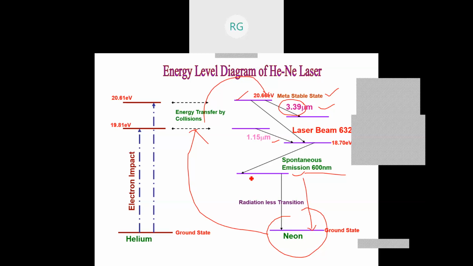Once the atoms come up to this, they lose most of the energy. And the energy they lose will be due to the collisions with the walls of the tube. They will collide with the walls of the tube and they lose energy. That's why it is radiationless transition. They come to the ground level.